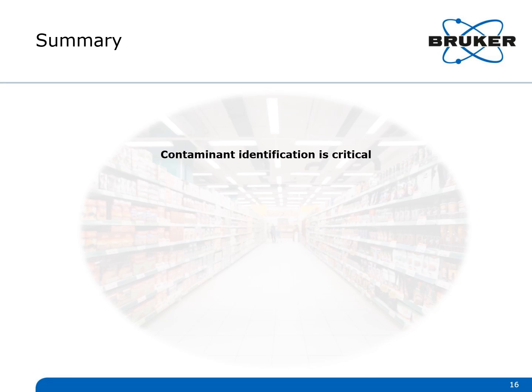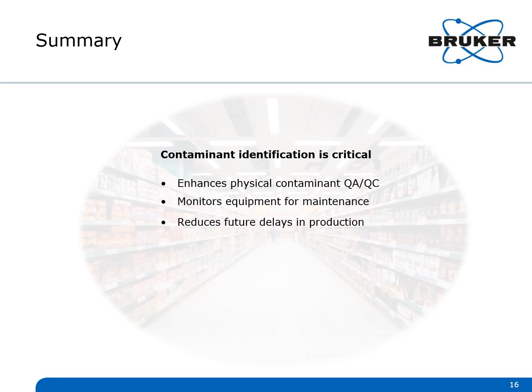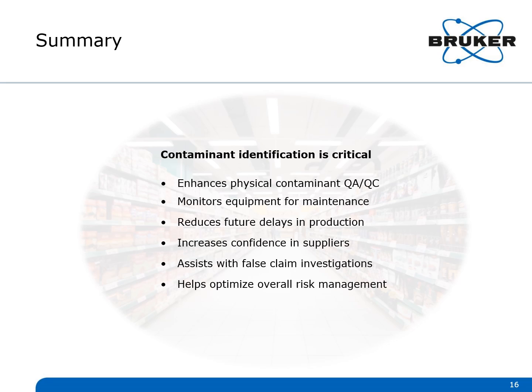In summary, contaminant identification for food production is critical. It enhances physical contaminant QA/QC programs. It helps monitor equipment for maintenance. It helps reduce future delays in production. It helps increase confidence in suppliers. It assists with false claim investigations. It helps optimize overall risk management. And handheld XRF is an ideal technology solution for some of food production's challenges.